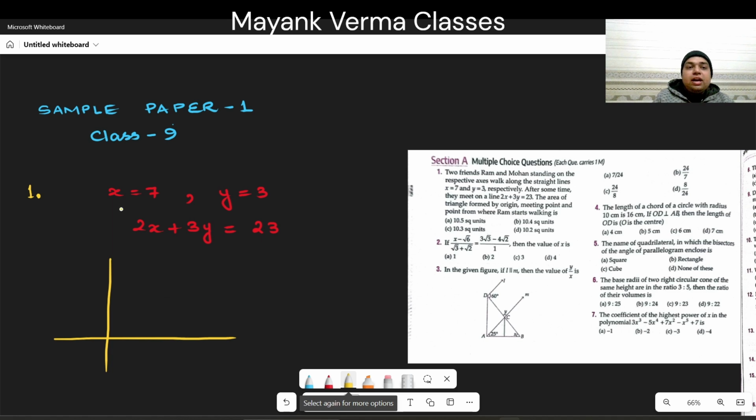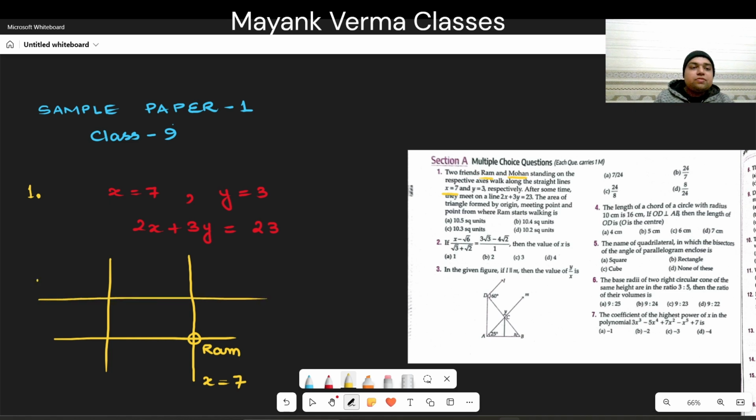So see here, Ram and Mohan respectively. x = 7 is for Ram, so x = 7 will be somewhere here. So here is Ram on the axis. Then there is Mohan, who is on this line y = 3. This is y = 3. So here is Mohan, I can represent it with M.